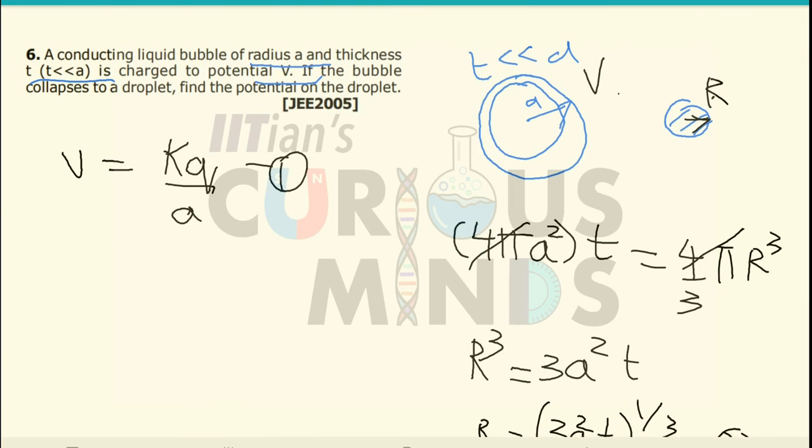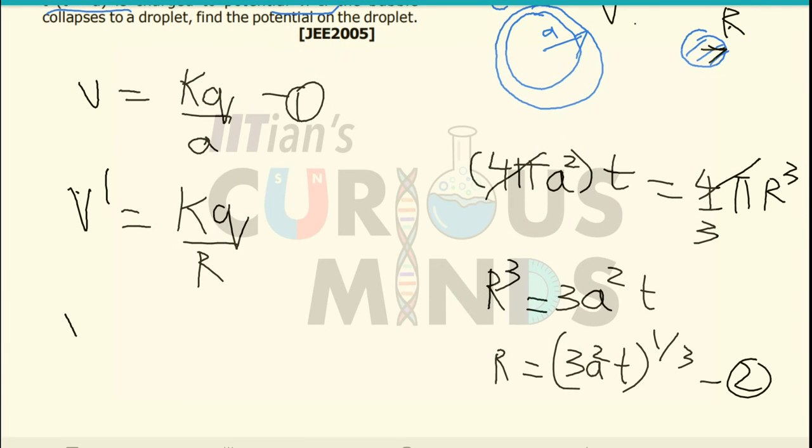Now the charge remains the same in both the droplet as well as the bubble, because of the law of conservation of charge. So V dash, the potential for the droplet, will be equal to kq divided by R, where R is the radius of the drop. So V dash divided by V will be equal to, kq will get cancelled, a divided by R.